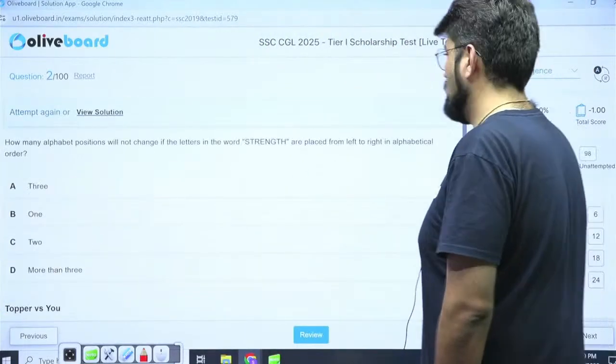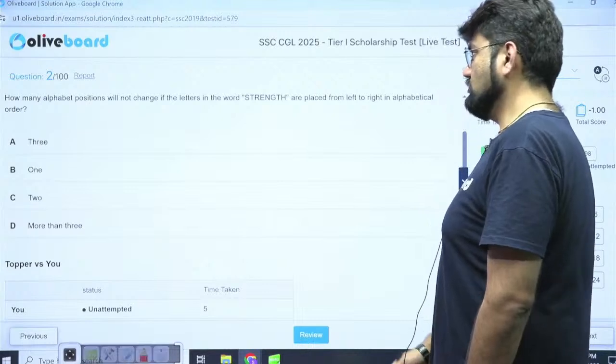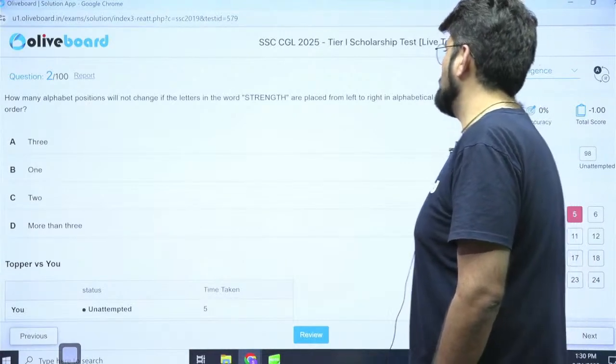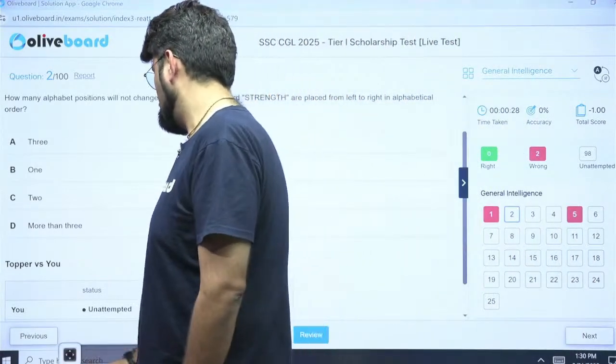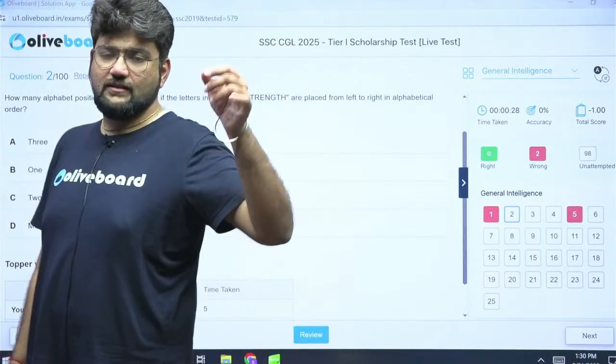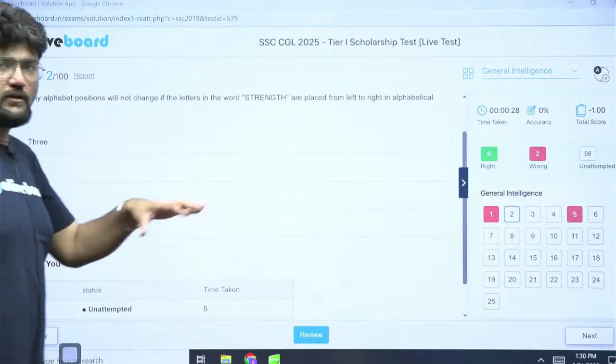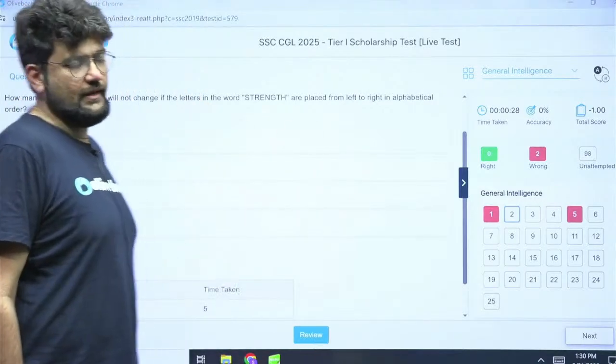Next, question number 2. How many alphabet positions will not change if the letters in the word STRENGTH are placed from left to right in alphabetical order? Okay, let's check. What you can do is, in this video, you can just hit the pause button, take your time to solve this question. Then you play again to watch the solution, right?